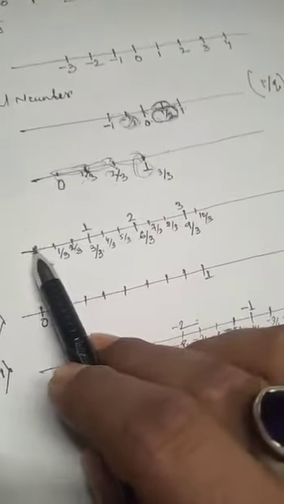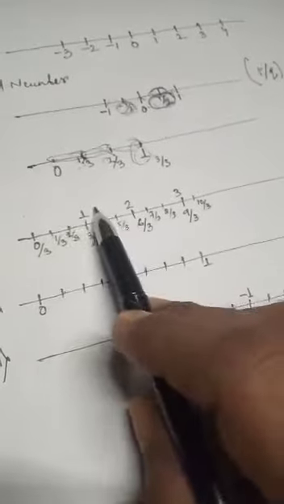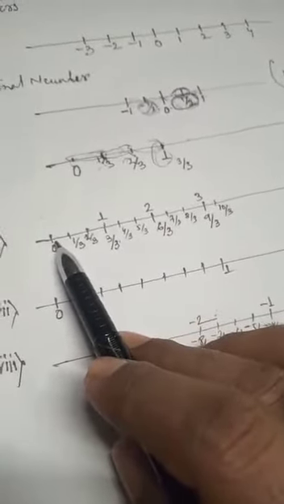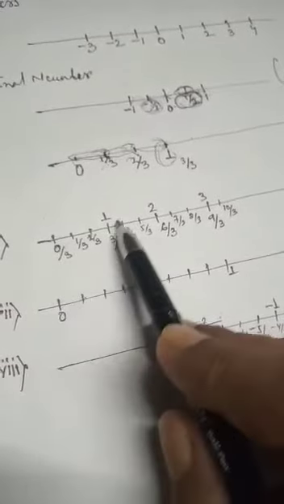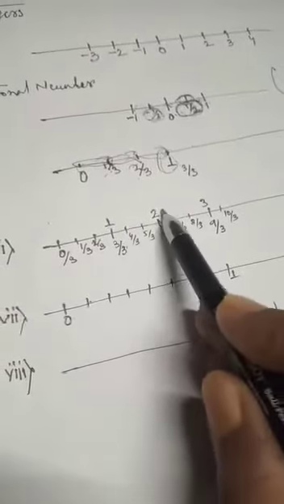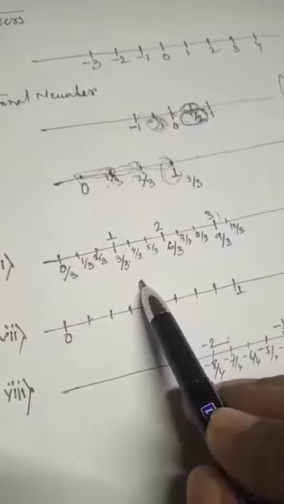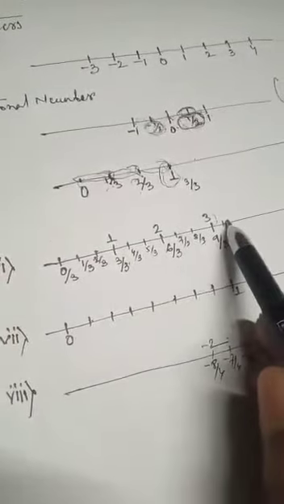Next, I can take another number line, and in this number line we take 0, 1, 2 and 3.